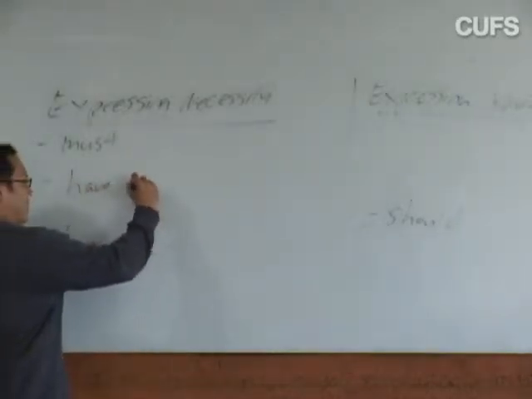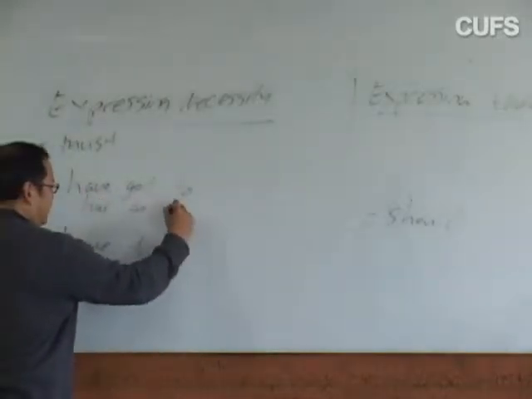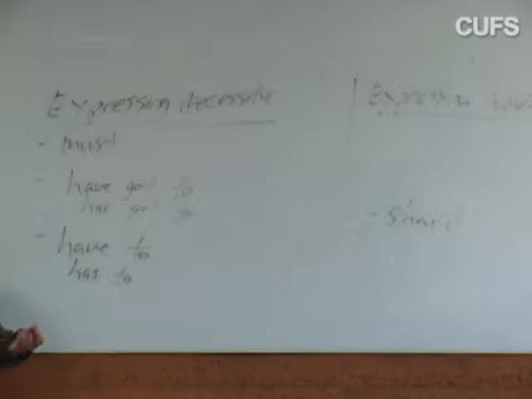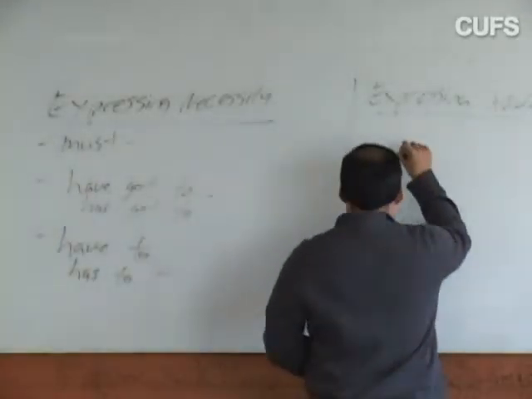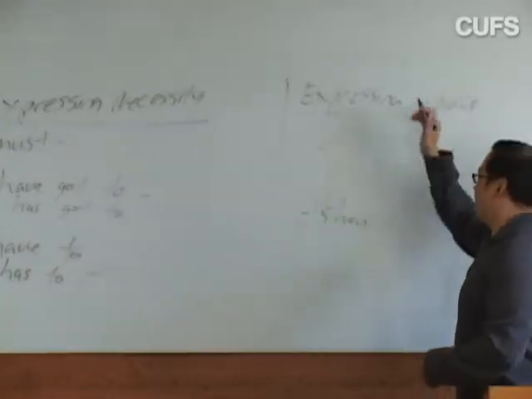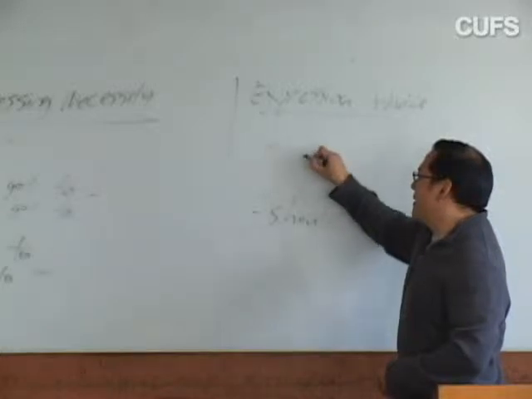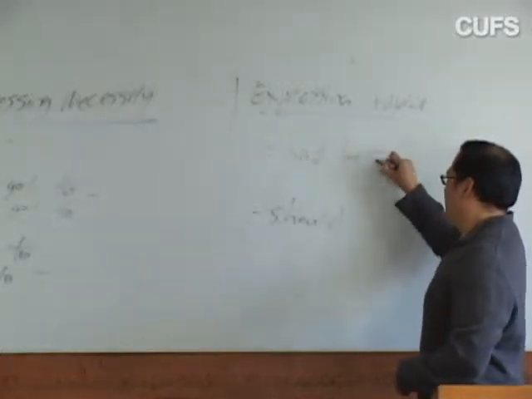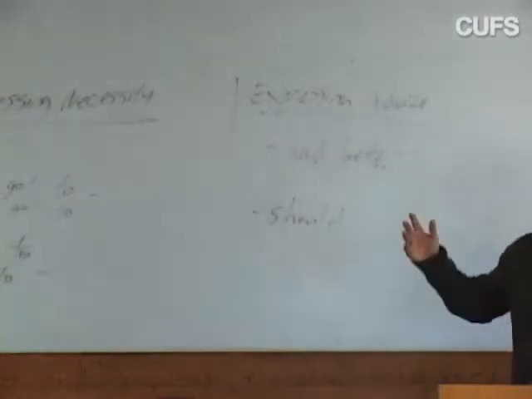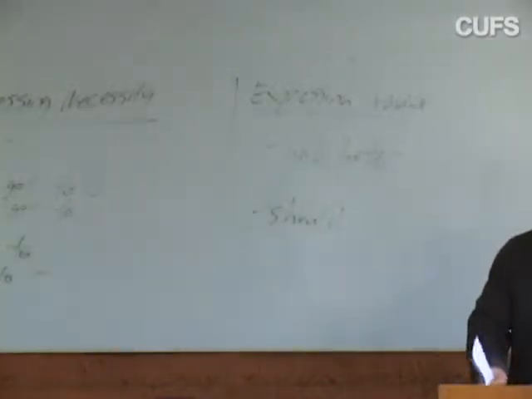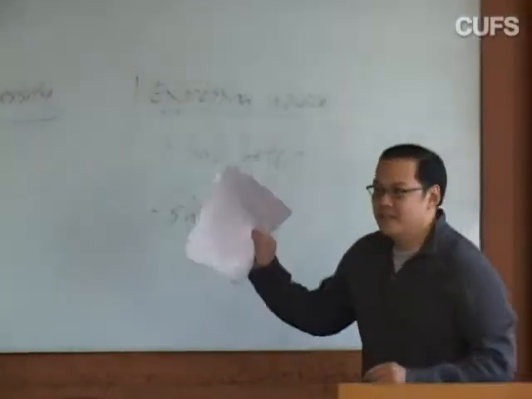And there's one in the middle. It's have got to, has got to. Okay? No problem, right? All right. Versus this side, should, and the stronger way to express giving advice, for example, would be better. Yes, had better. Okay? So we're going to talk about this. And this information I have for you. I made copies. So all of this is here.